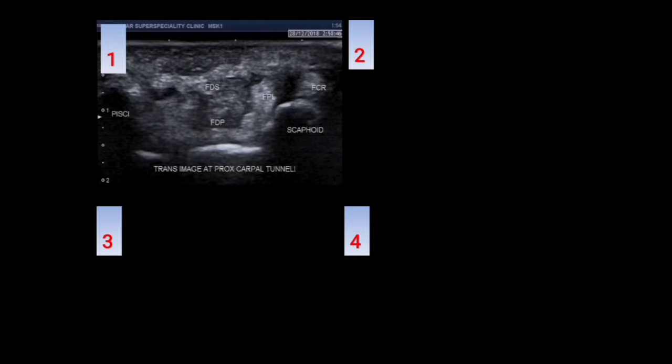So considering the history, definitely there was some pathology affecting the Flexor Pollicis Longus tendon. So I started scanning FPL tendon. This is the image of Flexor Pollicis Longus tendon within the proximal carpal tunnel. The tendon looked quite normal with normal echogenicity and looked intact here.